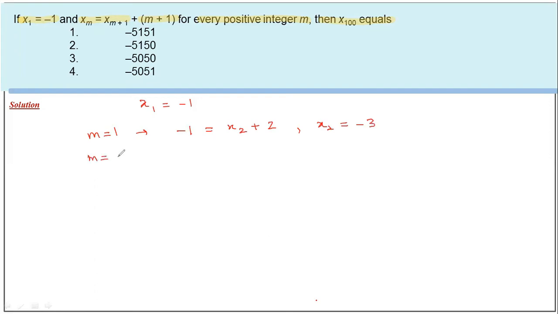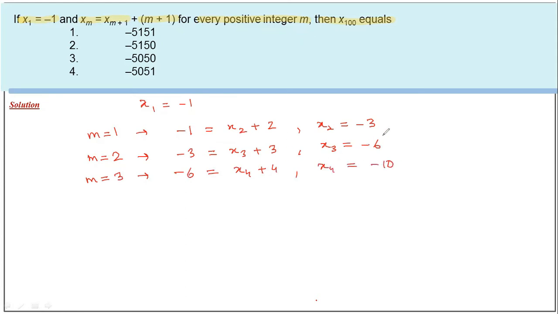For m equal to 2, we have minus 3 equal to x3 plus 3. So x3 equal to minus 6. For m equal to 3, we have minus 6 equal to x4 plus 4. So x4 equal to minus 10.